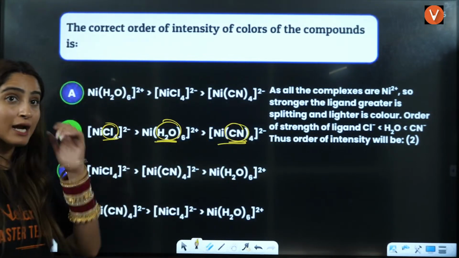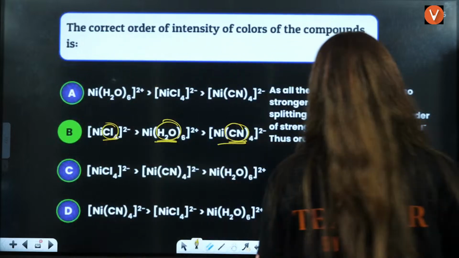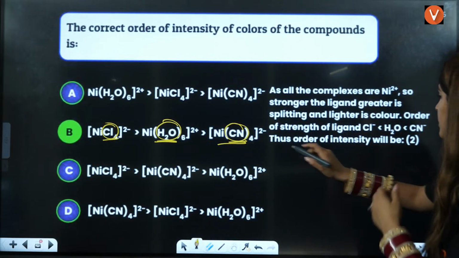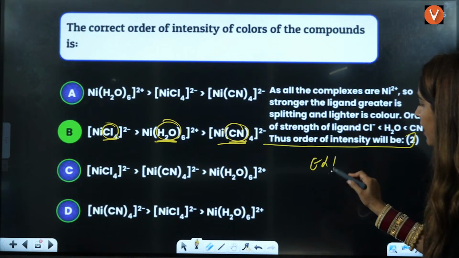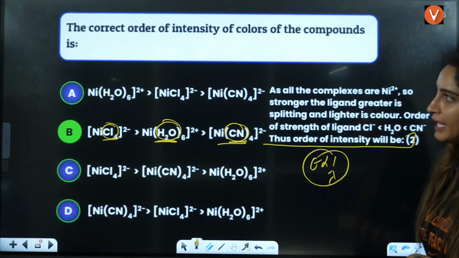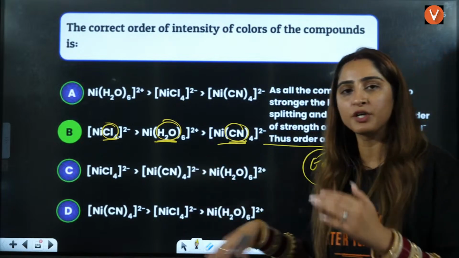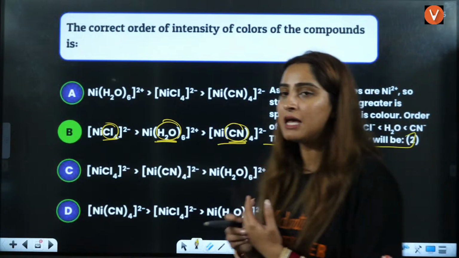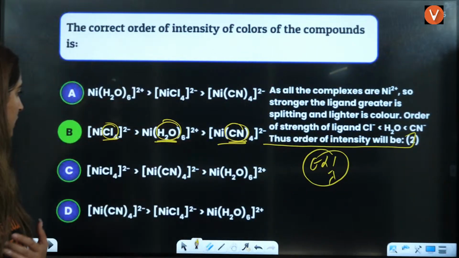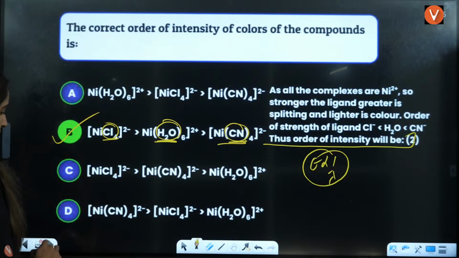Now we know that lambda is inversely proportional, right? So we can say that the order of intensity will be this one because E and lambda are inversely proportional to each other. So the answer will be opposite of the strength of the ligand, that is Cl, then you have water, then you have CN. Okay, understood? So B is the correct answer.